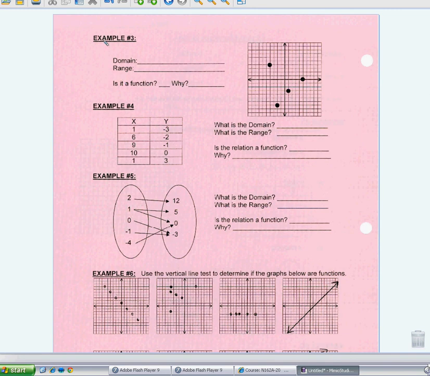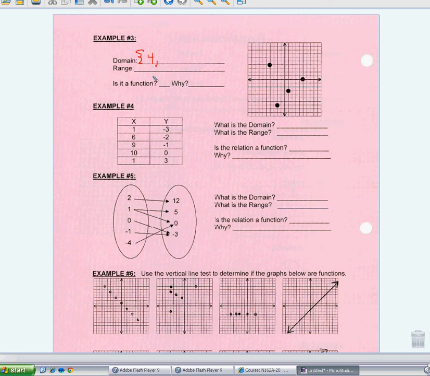Example 3. We're given a graph and we want to determine the domain and range, and we want to determine if it's a function. So for my x values, I'm going to come over here on my x and determine where that point is. I'm going to count 1, 2, 3, 4 spaces over. That gets me to this point here. So my first domain point is 4.